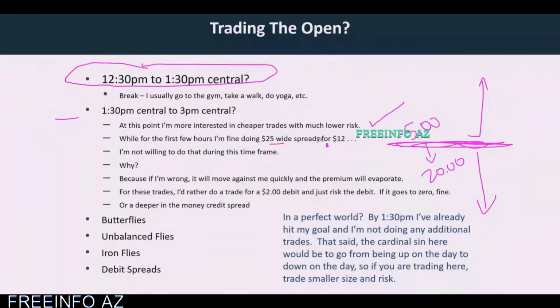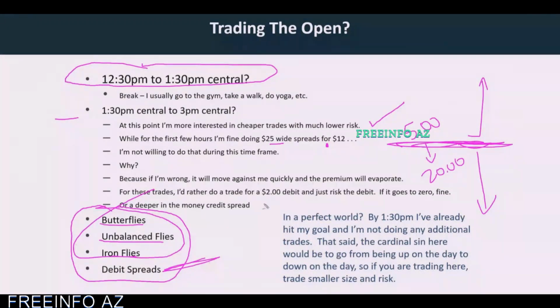Now, if you're newer to options, don't worry about butterflies or unbalanced flies or iron flies. Those are what I like to do. You could also do debit spreads and stuff like that. If you know what those are, awesome. If you don't, it's immaterial. Not a big deal, because we'll talk more about specifics, and you can do credit spreads the whole time.